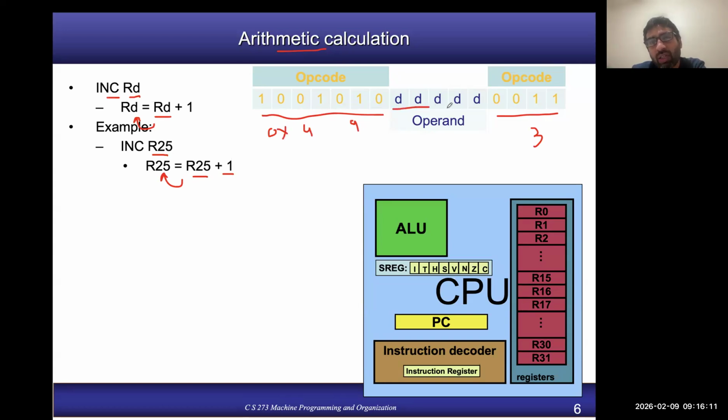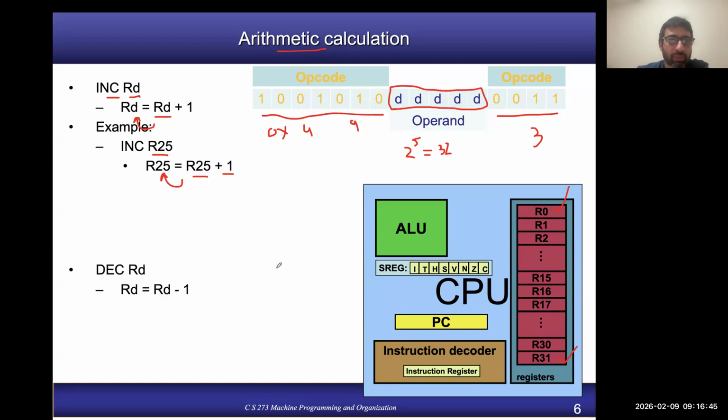And the remaining 5 bits are used to specify any of the 32 general purpose registers, right? So since we have 5 bits, how many registers can we specify? 2 raised to power 5 is equal to what? 32, right? So when all of these D bits are 0, it means we are specifying the register 0. But if all of these D bits are 1, it means we are specifying the register 31. Okay. If any confusion at any point, stop me. Okay.